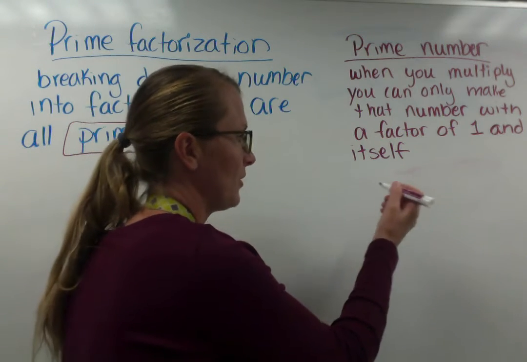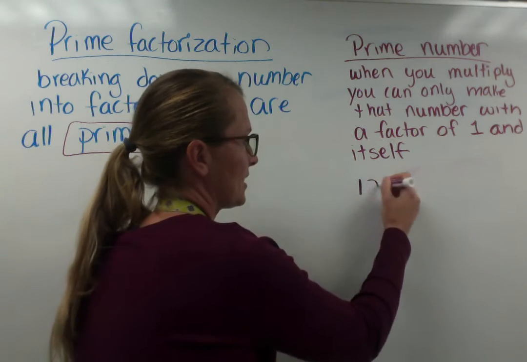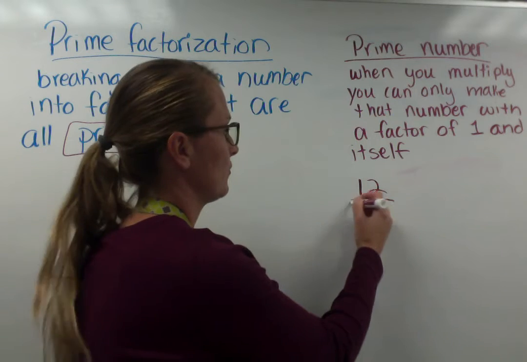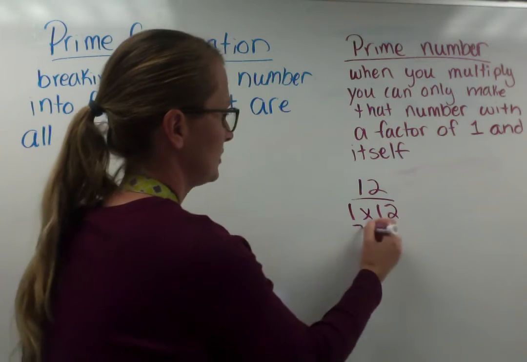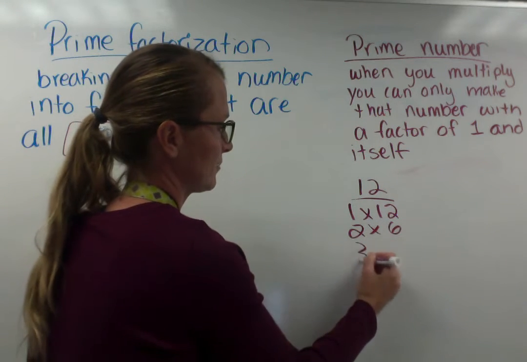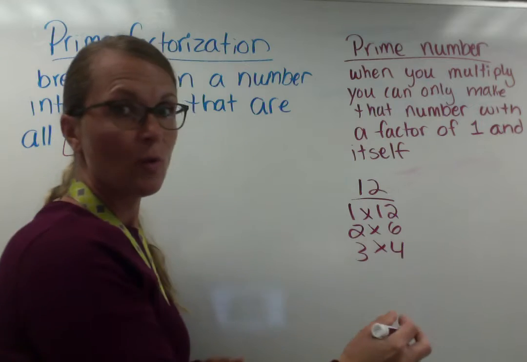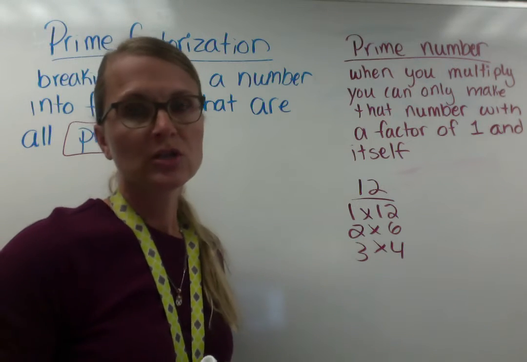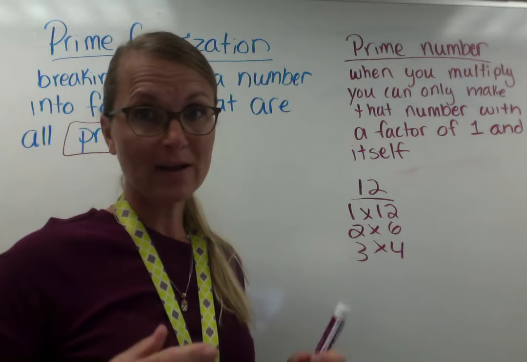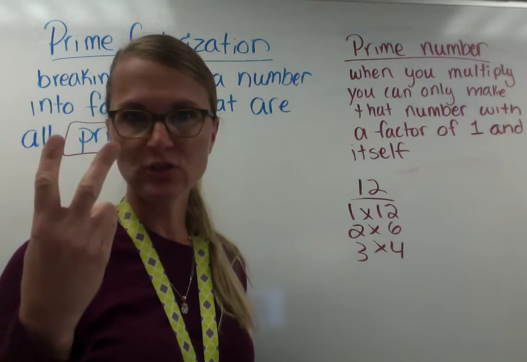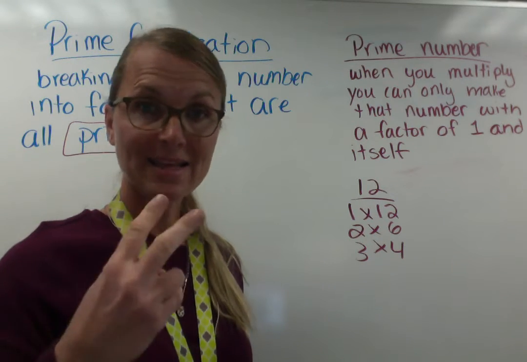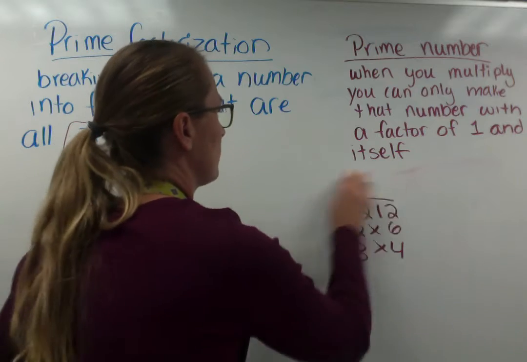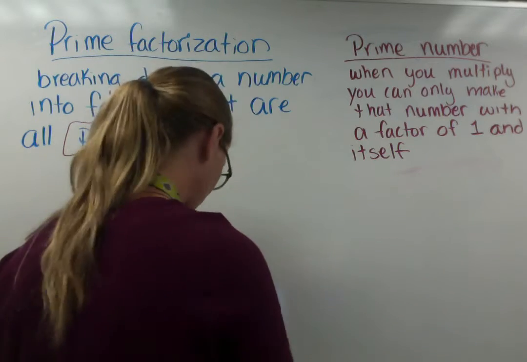So, for example, yesterday I showed you the factors of 12, right? 1 times 12, 2 times 6, 3 times 4. So 12 has 1, 2, 3, 4, 5, 6 factors. So 12 is not a prime number. A prime number only has 2 factors, 1 and itself. So 12 is not prime.